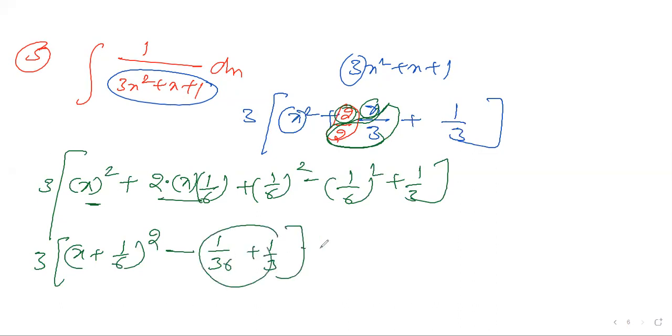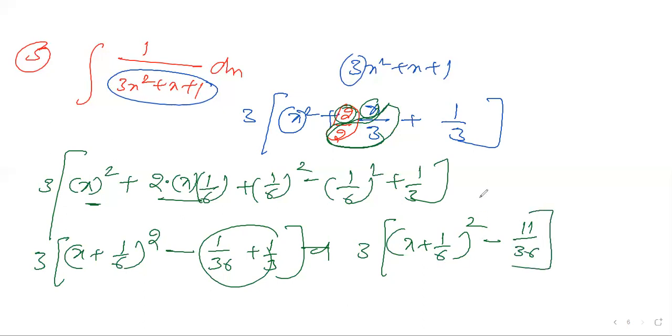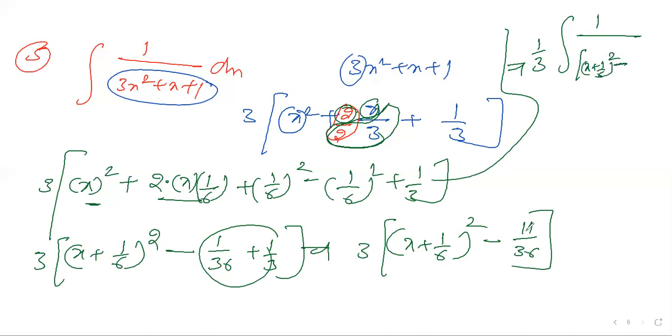This you need to simplify. I'm writing the answer directly. I don't want to wait for your own time. x plus 1 by 6, this is x square. After doing this entire thing, what can I get? 11. 11 by 36 I got. Okay. Rewriting, I'll write the question on the next page. 1 by 3, I'll take common. Integration 1 by x plus 1 by 6 whole square. I cannot write it directly, so I'm writing root 11 by 36, root 11 by 36 whole square. Clear?